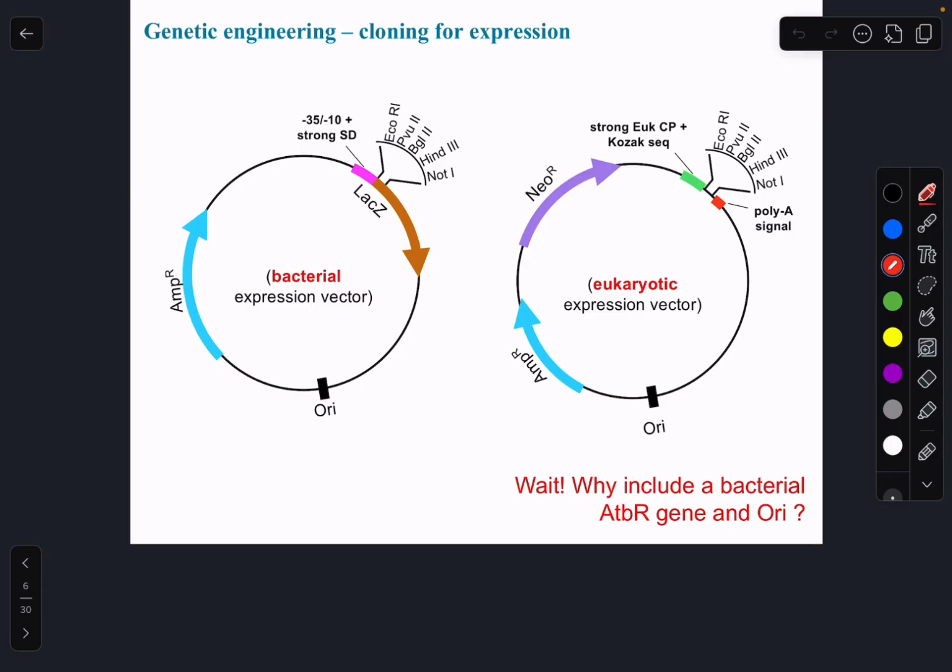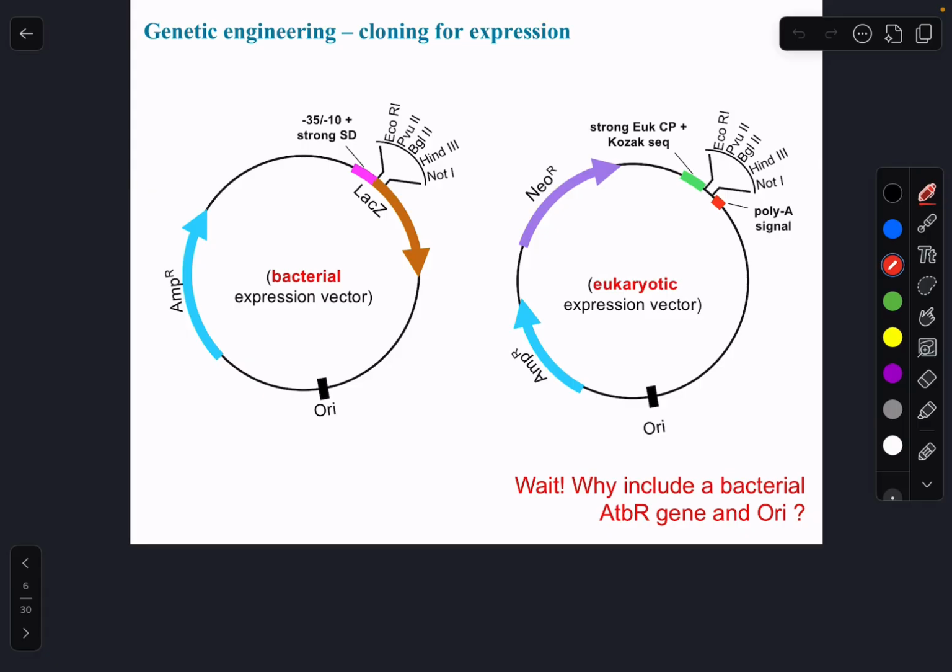These eukaryotic expression vectors still have a bacterial selection marker, so let's say an ampicillin resistance gene, and a bacterial ORI sequence. And one of the questions that I was gonna ask if I could reveal this slide is, why do you think we have those? I'm gonna ask the question and answer it myself.